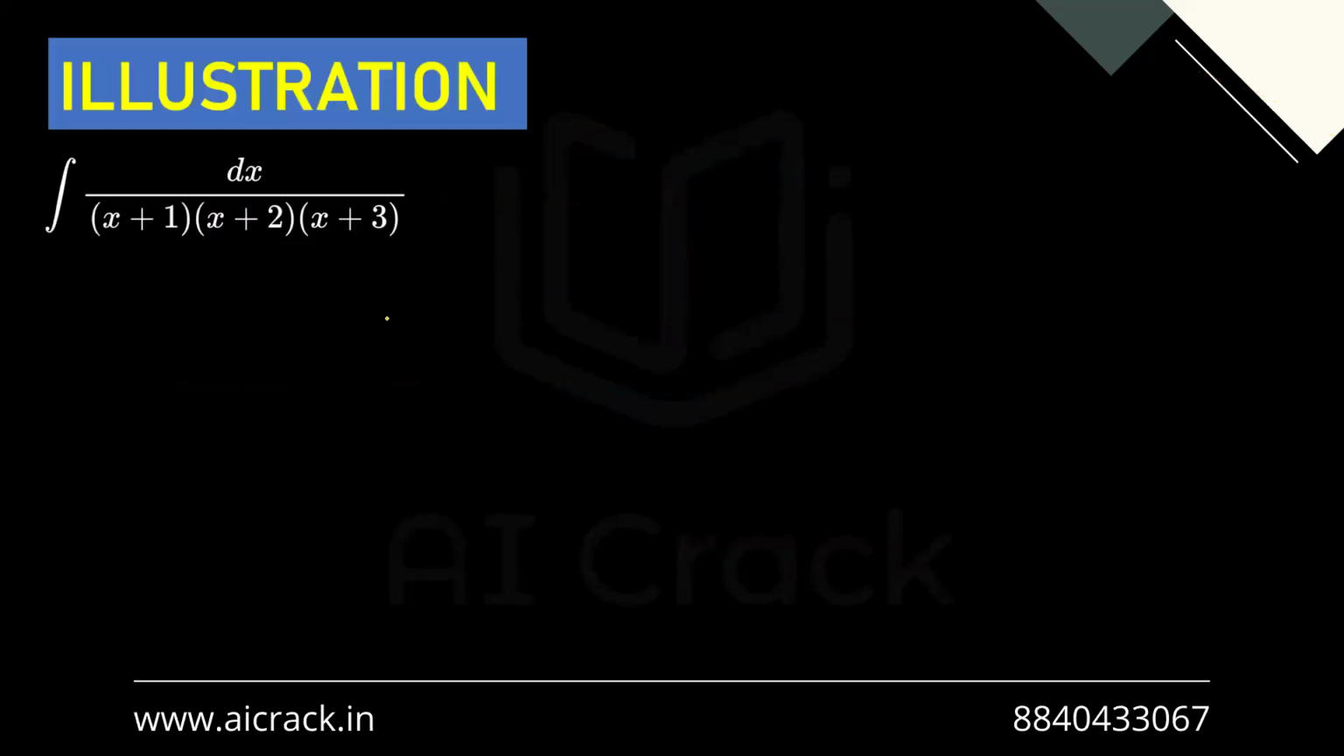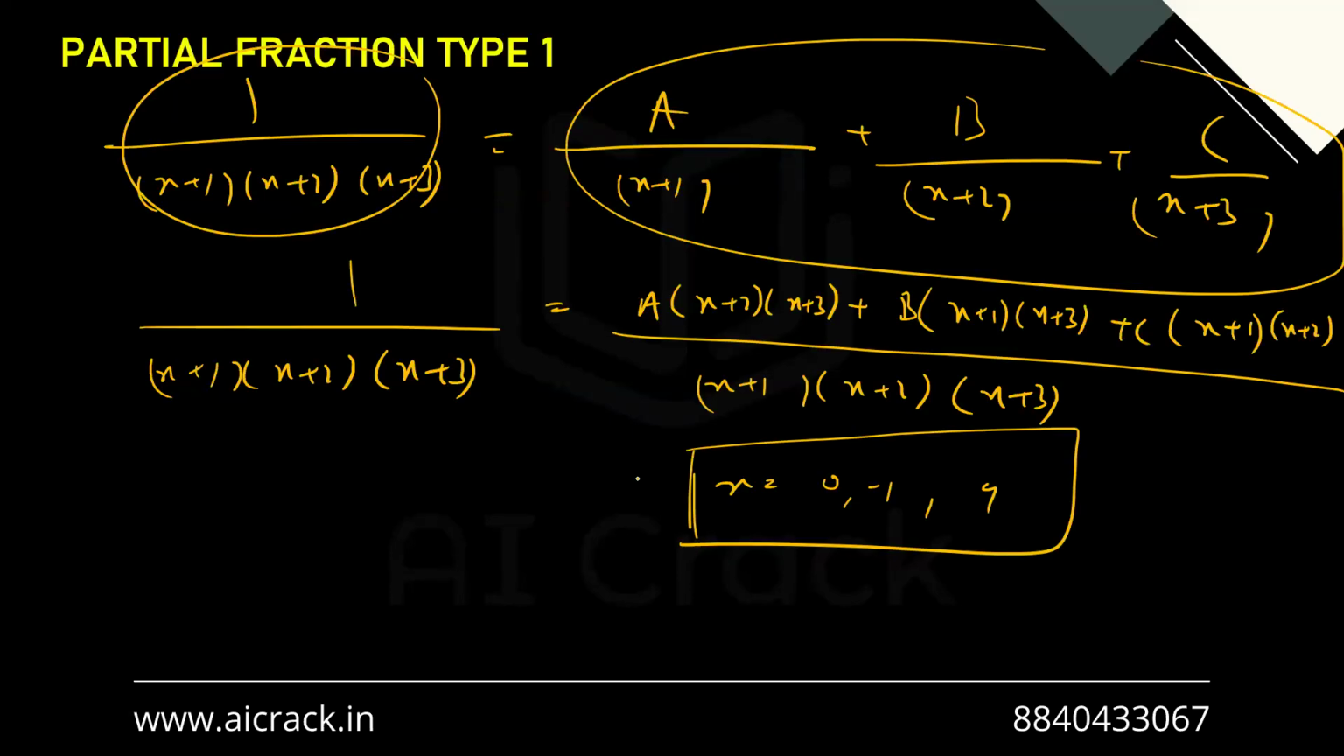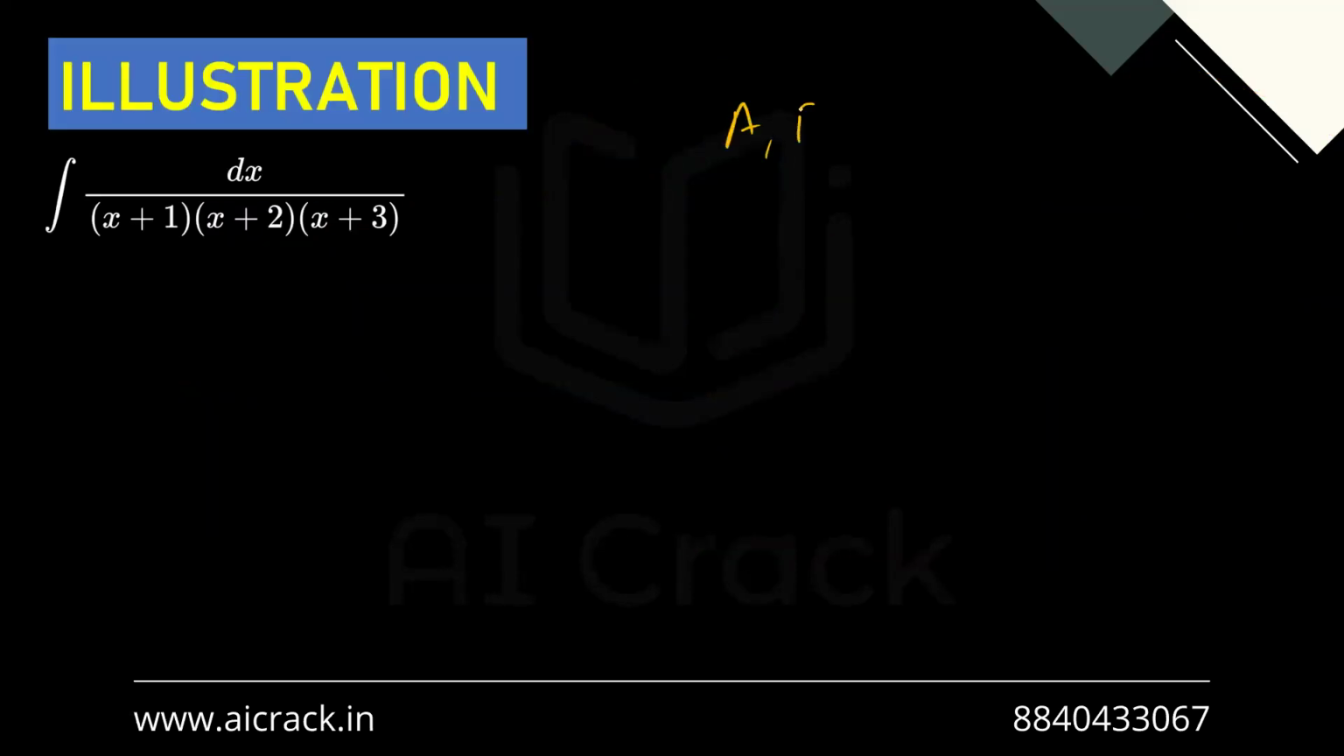Now if you look at this example, we have the integral dx upon x plus 1, x plus 2, x plus 3. This is the same as this one. So all you have to do is put these values over here and find the values of a, b and c. We can take this as homework.